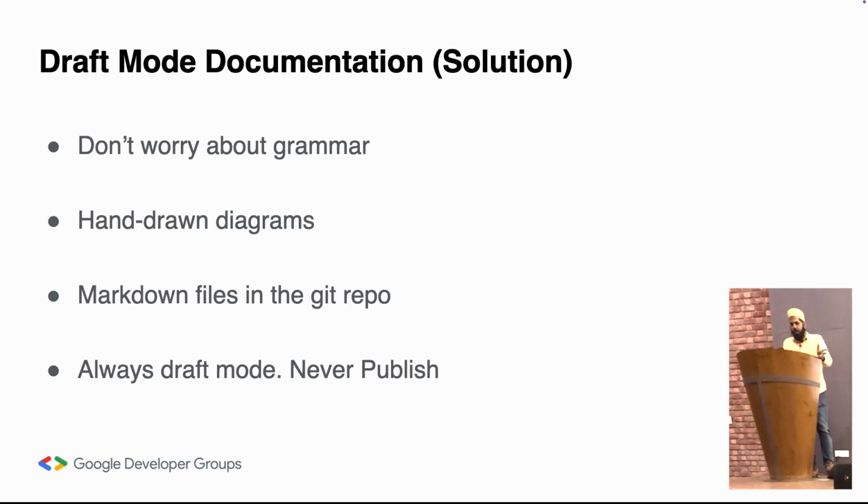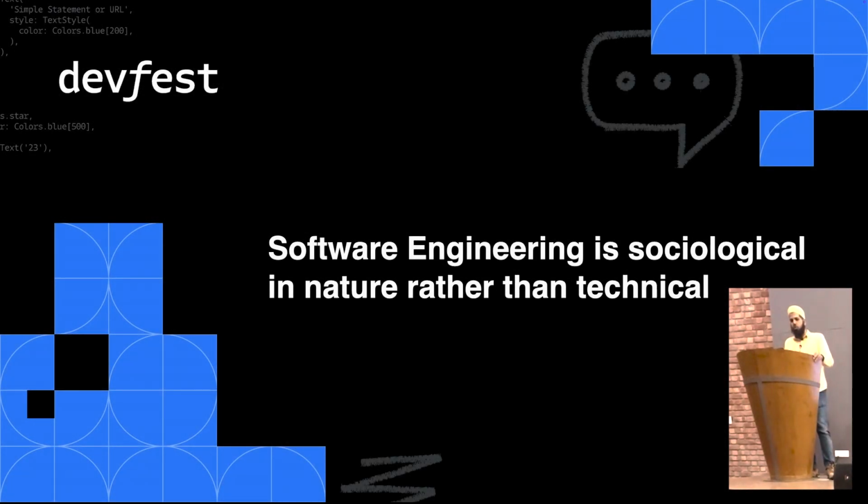Now, the last but not the least: software engineering is sociological in nature rather than technical. And this is very common. Another thing which I see is that when you work with a team, everyone becomes so technical on things that they forget the social part of it. We are focused on code a lot, but we don't think about how this code is going to affect others, and how the person who is reviewing it in our team is going to react to it or not.